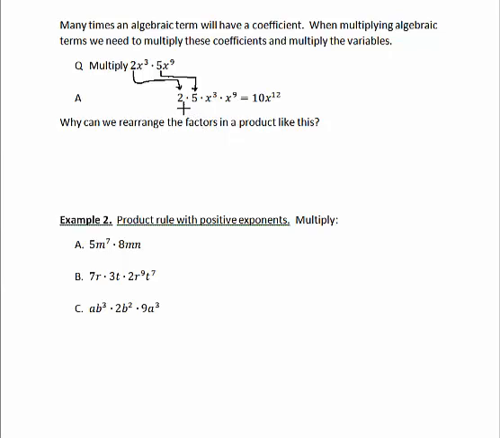And so we kind of have two problems here. We multiply two real numbers, 2 times 5, and we get 10. And then we multiply two exponential expressions with the same base, x times x, and we add the exponents 3 and 9. So 3 plus 9 gives us 12. Alright, why can we arrange the factors in the product like this? Multiplication is commutative.